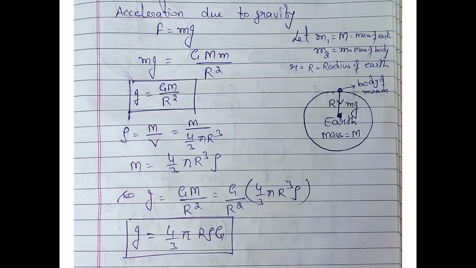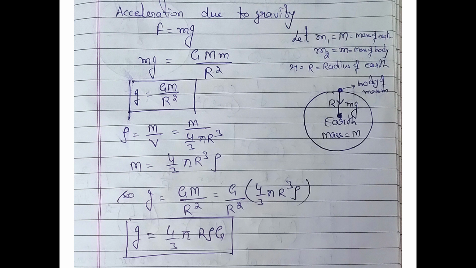We can also obtain the value of acceleration due to gravity from Newton's law of gravitation, and F is equal to mg, that is the weight of the body. Consider a body lying on the surface of Earth of mass capital M, and capital R is the radius of Earth, small m is the mass of the body. So apply Newton's law of gravitation and the weight is balanced. So mg is equal to GMm by R square, so small g will be equal to GM by R square.